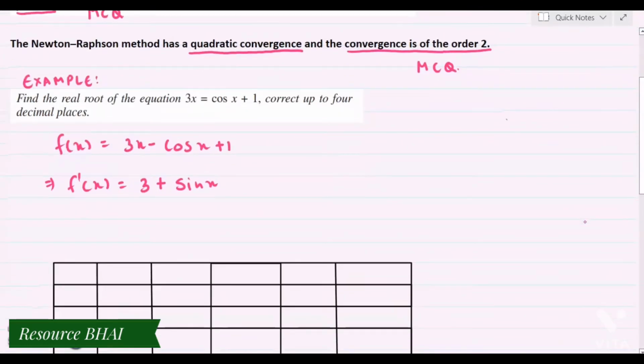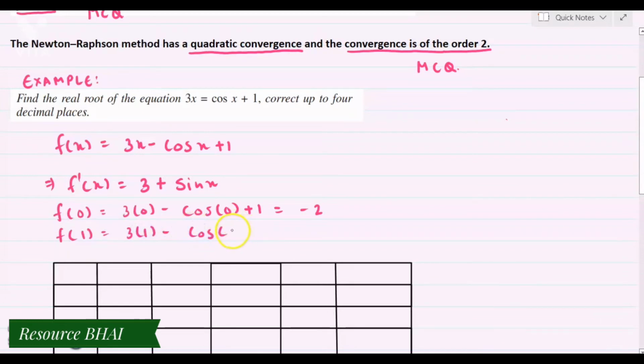Now we need to find the value of the function at 0, and it will be 3 multiplied by 0 minus cos 0 plus 1, which is nothing but minus 2. Next we need to find the value of the function at 1. It will be 3 multiplied by 1 minus cos 1 plus 1, which is nothing but 1.4597.